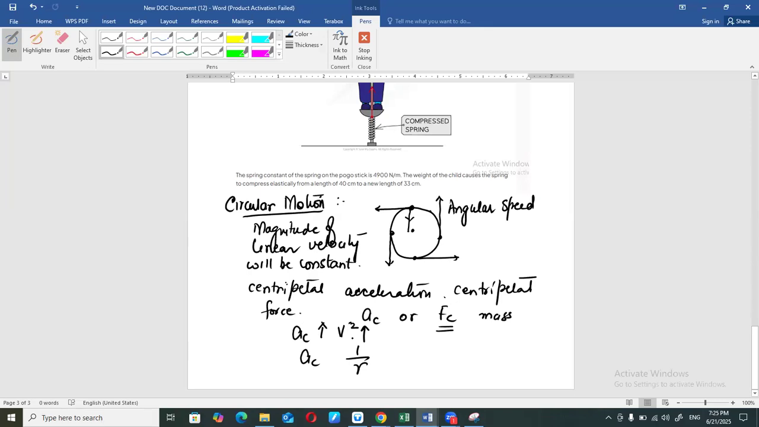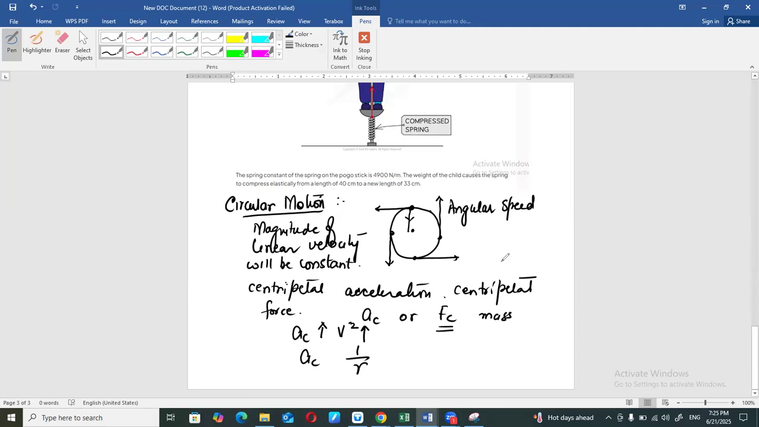So acceleration is directly proportional to the velocity and inversely proportional to the radius of a circle, while force is directly proportional to the velocity, inversely proportional to the radius of a circle, and also directly proportional to the mass, right? This is what centripetal motion, centripetal force or centripetal acceleration is.